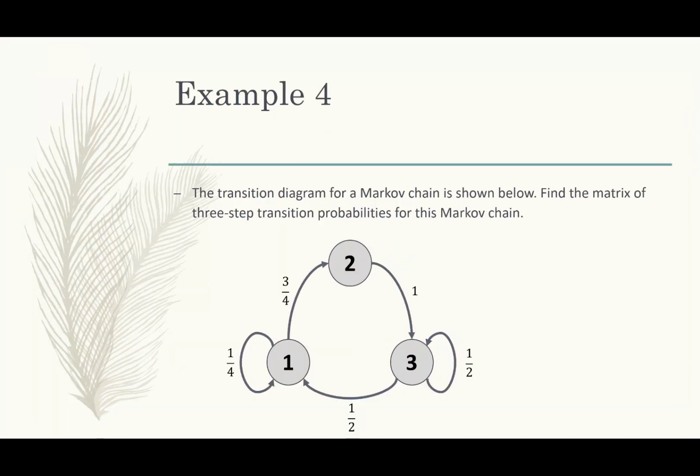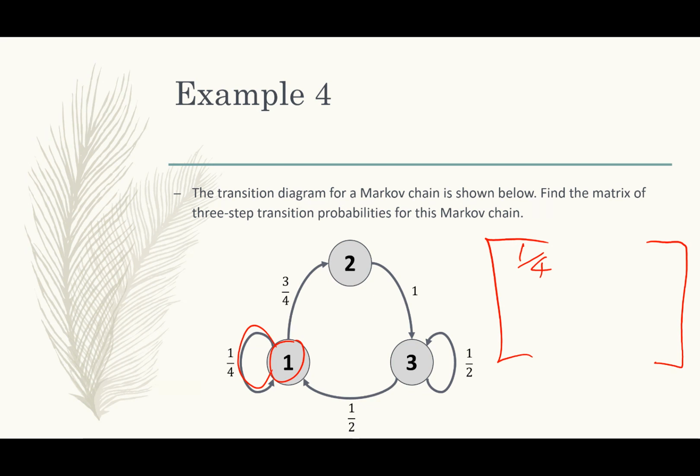Let's talk about this real quick. Example 4: the transition diagram for a Markov chain is shown below. Find the matrix of three-step transition probabilities for the Markov chain. So we're just making a matrix. This is similar to what we did in 8.1. I've got 3 states, so I know I have a 3x3 matrix. Let's start with the 1-1 spot. So starting in 1 and then going back to 1 is 1/4. So 1/4 goes up here.